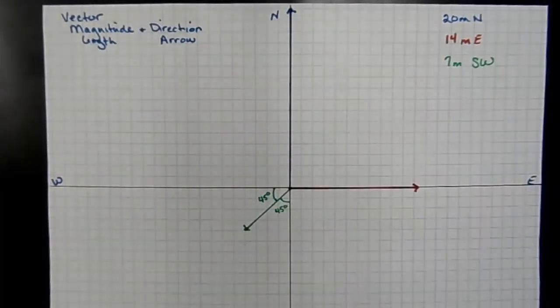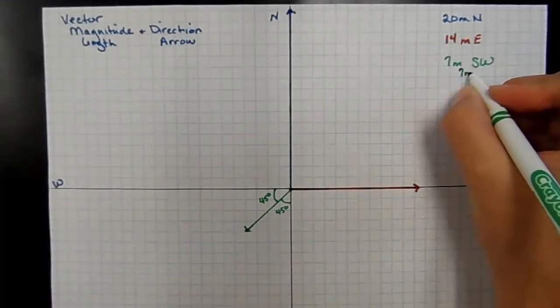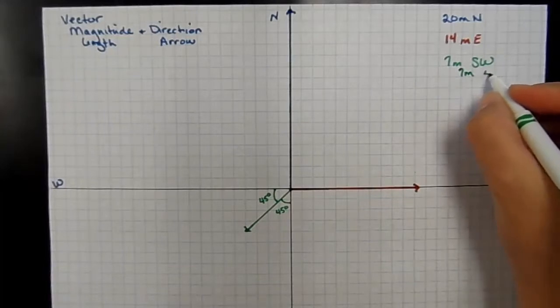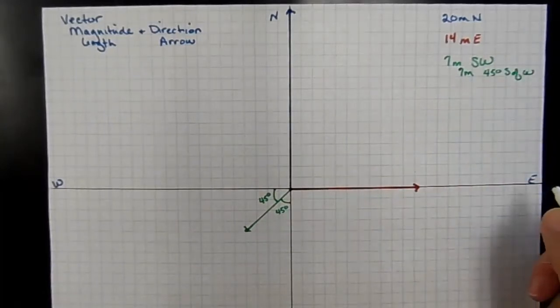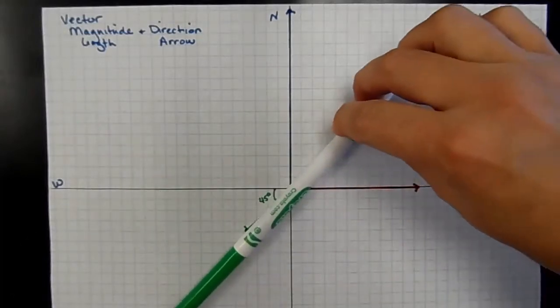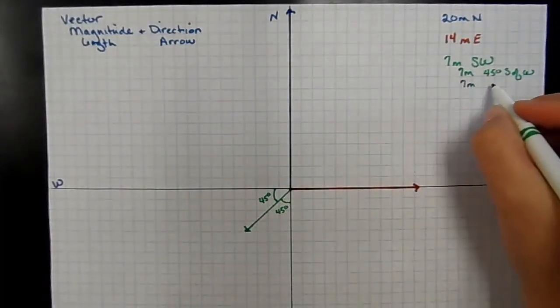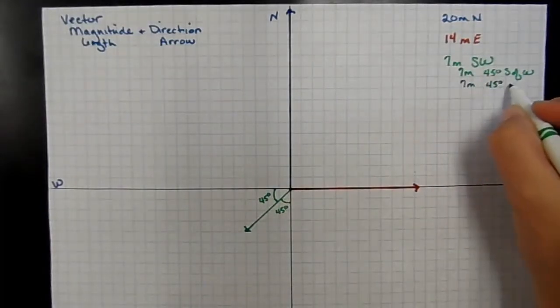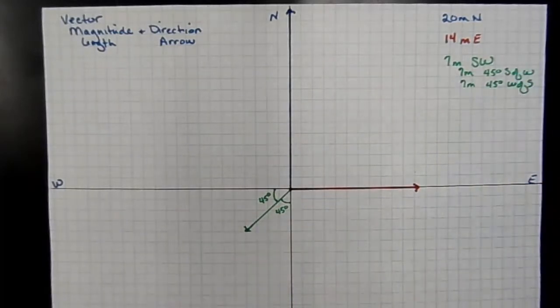There's different ways that we can write that, and you'll hear it in several different directions. So we want to make sure that we can say 7 meters, 45 degrees south of west. So if we're going west, we're going to go 45 degrees to the south of that marker. Or we can say 7 meters, 45 degrees to the west of south. These are all the same things.